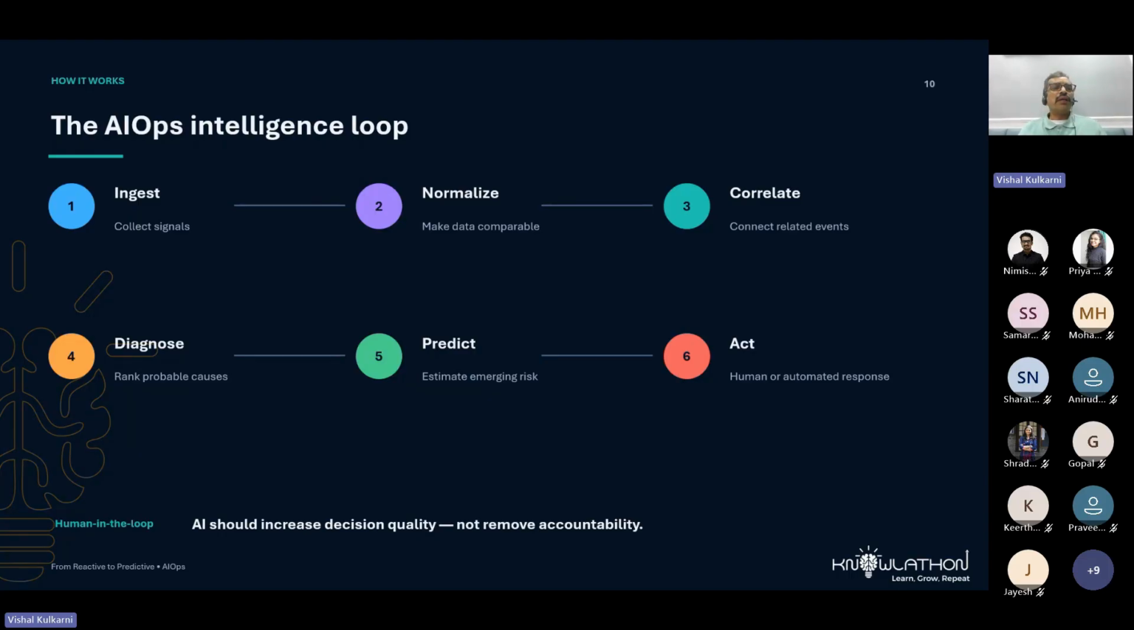The AI intelligence loop also includes diagnose, wherein we rank the probable causes, and predict, where we estimate emerging risk. Then subsequently, the sixth AIOps intelligence loop stage is act, wherein either human intervention or possibly automated responses can be taken into consideration.